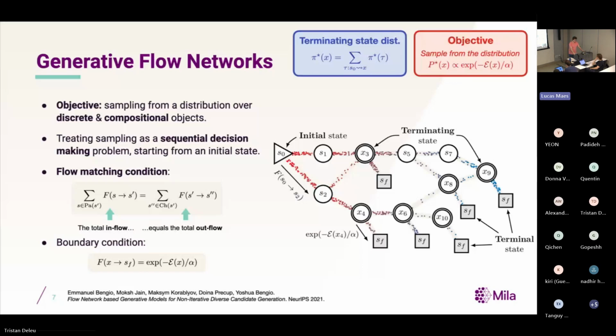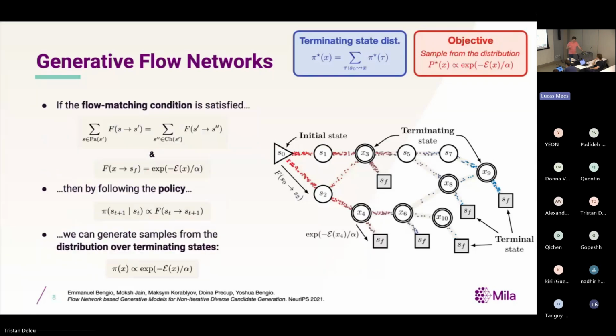So this is very quickly what GFlowNets do. But what's crucial is that the main theorem we have in GFlowNets says that if the flow matching condition and the boundary condition, these two conditions that I presented before, are satisfied, and we define the policy as just being the flows normalized by the total amount of flow going out of any state, then we can generate samples from the target distribution that we started with. So really, we found a way to define a policy in such a way that, following this policy, even if we are summing over different trajectories leading to a certain terminating state, we'll still get something proportional to exponential minus the energy, without the number of trajectories appearing in this distribution.